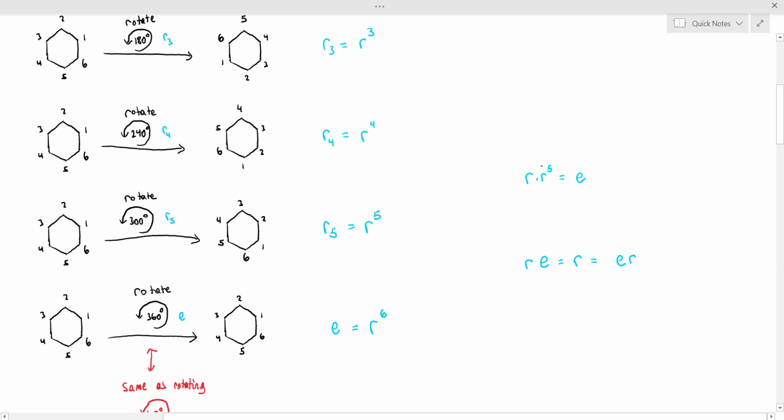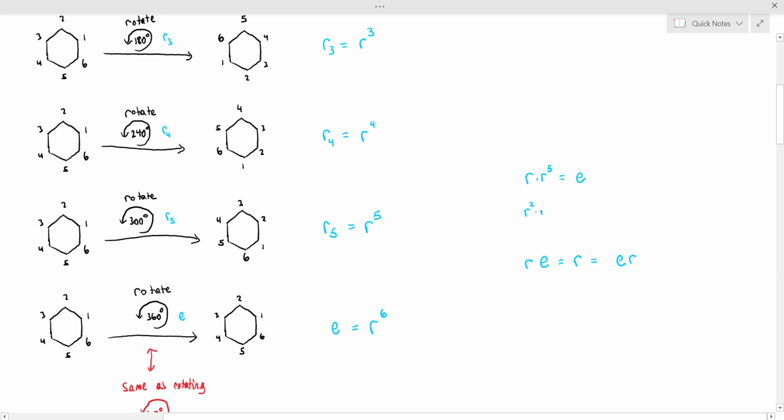All right, so in other words, if you rotate 300 degrees counterclockwise, that's r to the 5th power, then you can undo that and get back to the original hexagon if you rotate by an additional 60 degrees, okay? And so because of that, that makes these two inverses of each other.